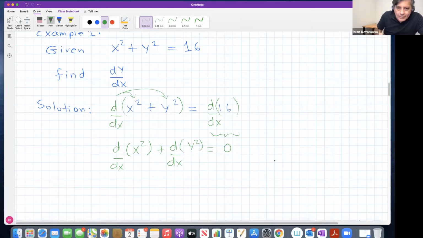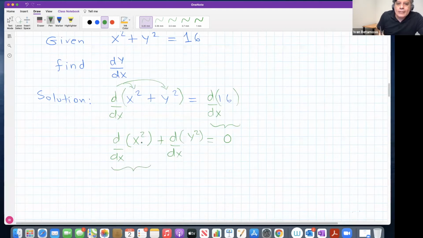Excellent. Now, this derivative, since my expression contains only x, is easy to take because it's the usual derivative, twice x, right? Twice x here. However, guys, here you have to be careful. Remember, y is not an independent variable. y is some function of x, okay? So when you reach this point, when you have to take the derivative of an expression containing y, do this.